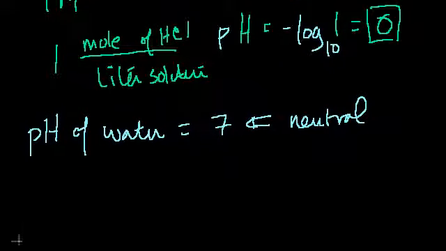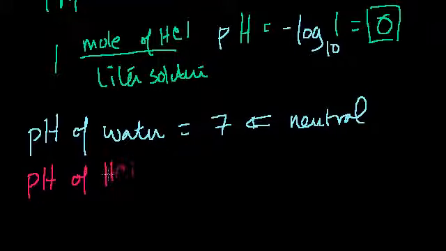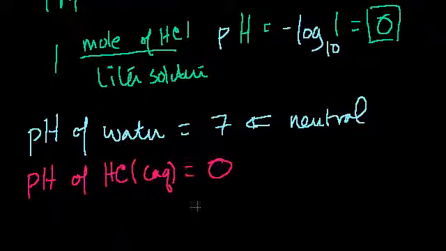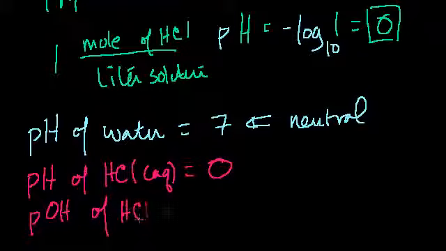Now we know that if you were to have an aqueous solution with 1 molar of hydrochloric acid, we can say, I'll do it in red, the pH of HCl in water is equal to 0. So obviously, a low pH is more acidic, and we went over that in previous videos. And let's figure out what the pOH of hydrochloric acid is, the pOH of hydrochloric acid in an aqueous solution.